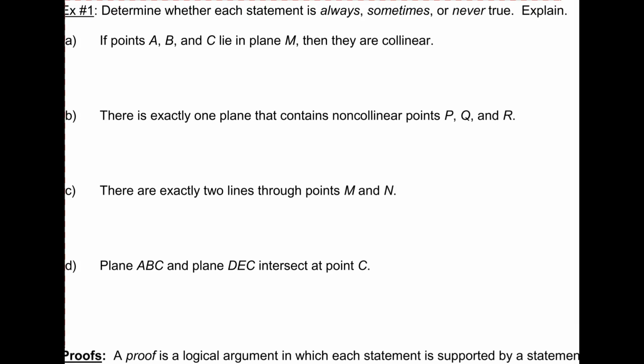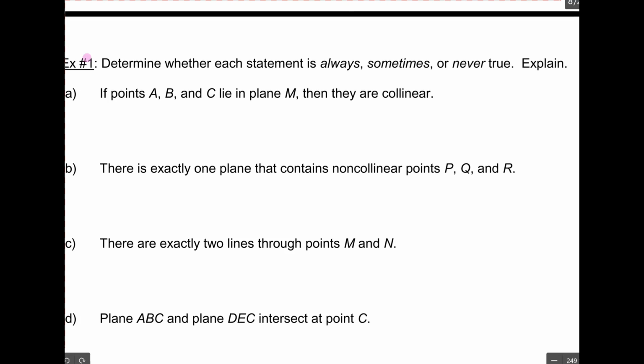All right, example 1. Determine whether each statement is always, sometimes, or never true. If points A, B, and C lie in plane M, then they are collinear. Is that sometimes, always, never true? And what we want to do is we want to use the postulates from the previous page. Sometimes.